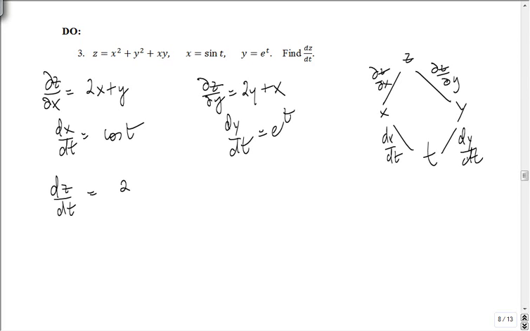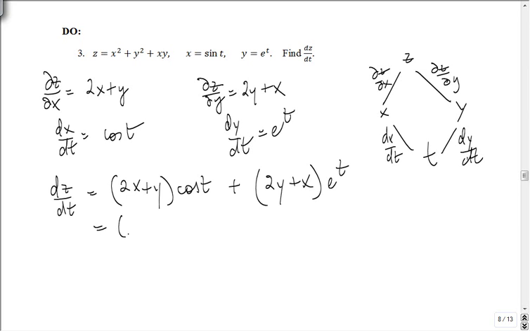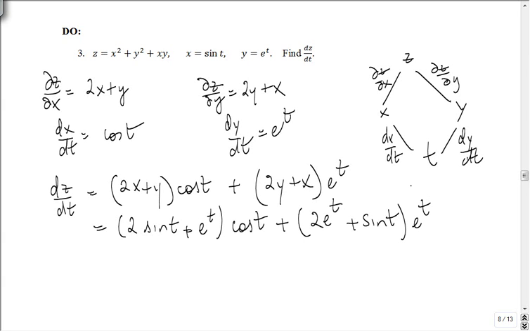So this would be 2x plus y times cosine t plus 2y plus x times e to the t. And then substitute, put everything back in terms of t. 2 sine t plus e to the t times cosine t plus 2 e to the t plus sine t times e to the t. Okay? All right, now let's go further.